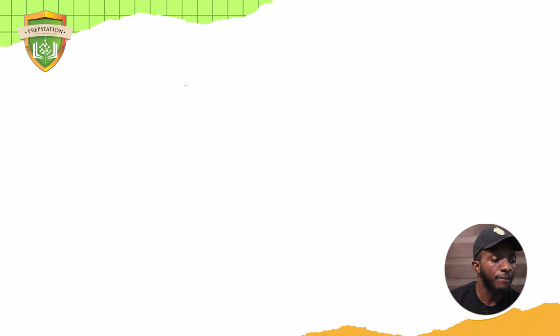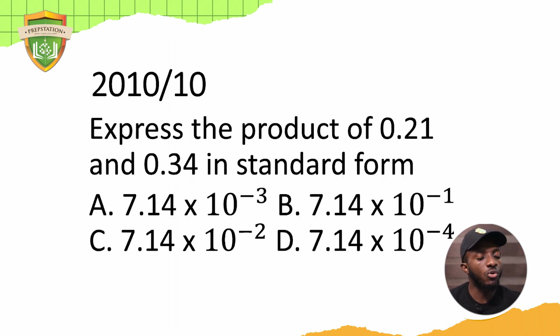Now let's talk about standard form. If you can express a number in this form, a times 10 raised to the power n, then this is standard form. Now for a, it's any number from 1 to something less than 10. It mustn't be 10. It can be 9.999, but not 10. Please take note of that.